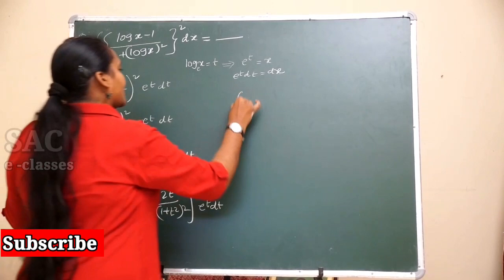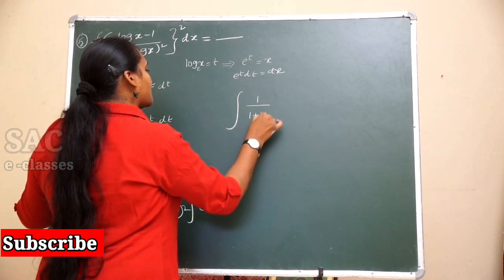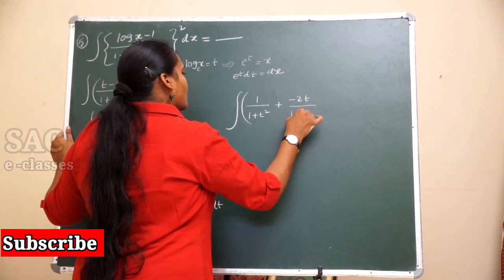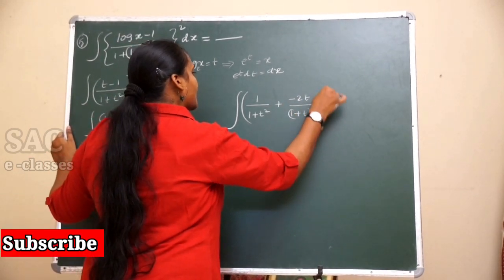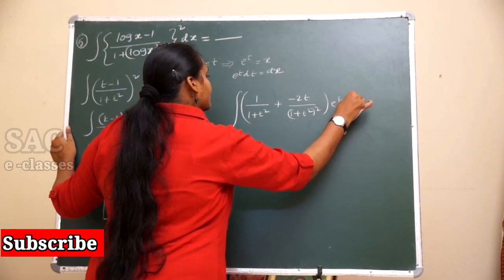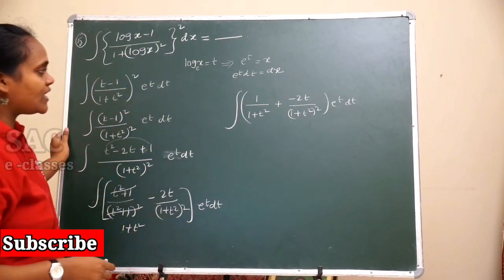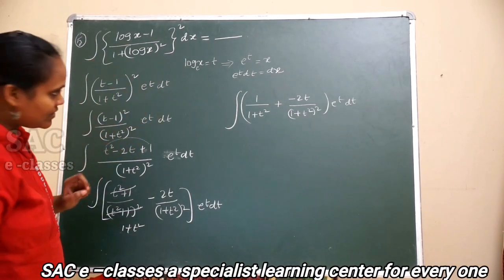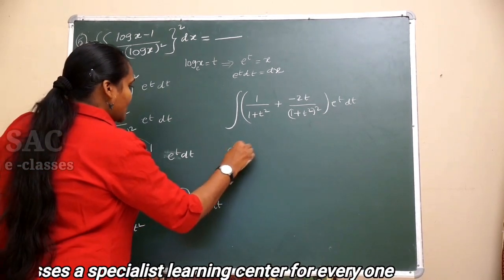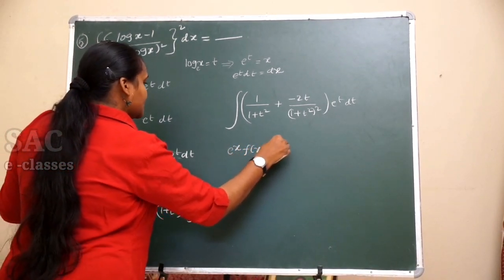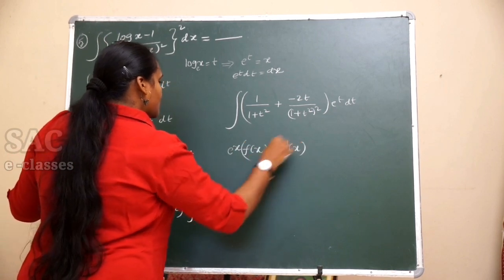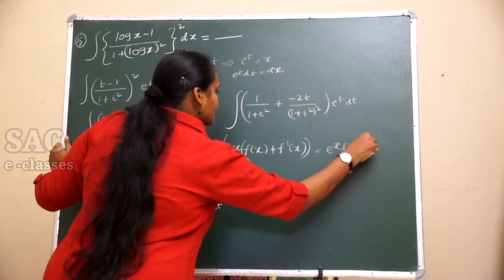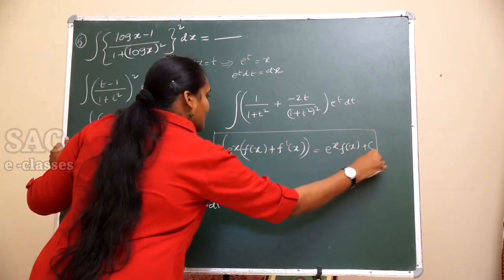So you can write it as integration of 1 by 1 plus t square plus of minus dt by 1 plus t square whole square into e power t dt. If you observe that, are you getting any identity which is relevant to e power x? Yes, that is integration e power x into f of x plus f dash of x, which will be e power x f of x plus c. We discussed this condition already in part 1.